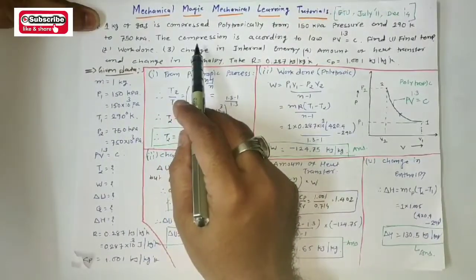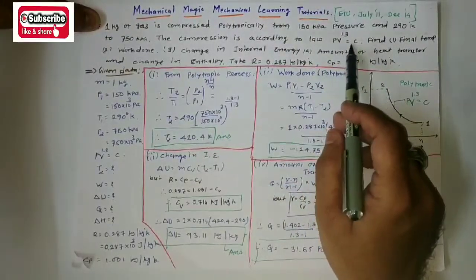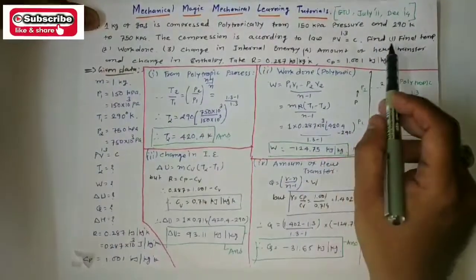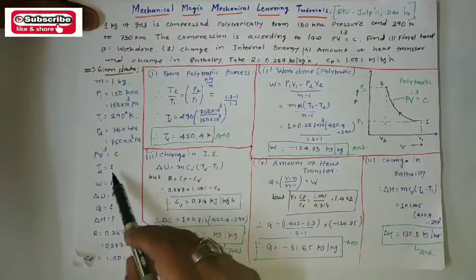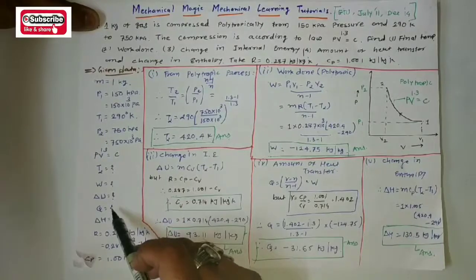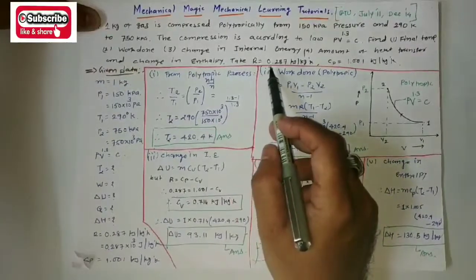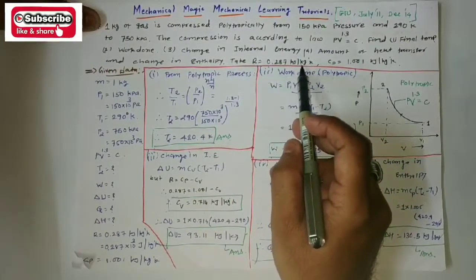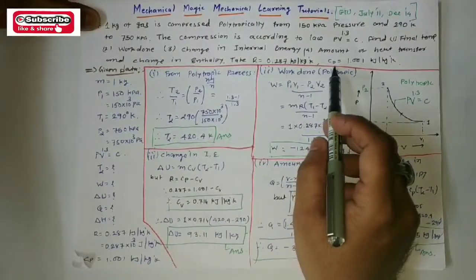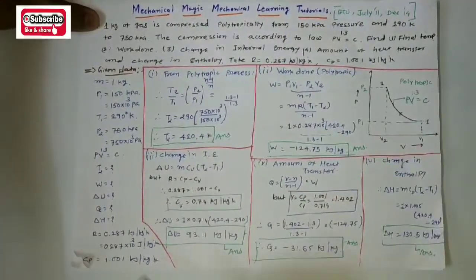Then the compression is according to the law PV raised to 1.3 equal to constant. So that is called a polytropic process. Find the final temperature T2, work done, internal energy, amount of heat transfer and finally change in enthalpy. Take the value R 0.287 kilojoule per kg Kelvin, which should be converted into joule per kg Kelvin, and the value of Cp equal to 1.001 kilojoule per kg Kelvin.